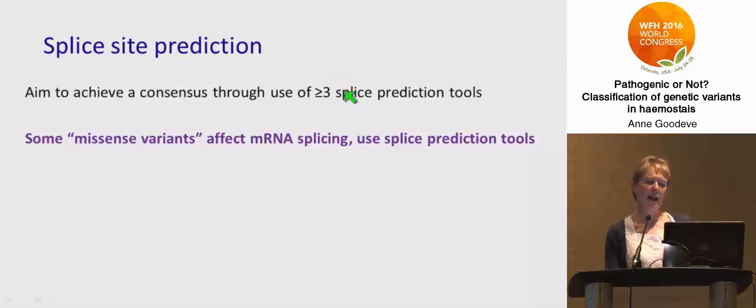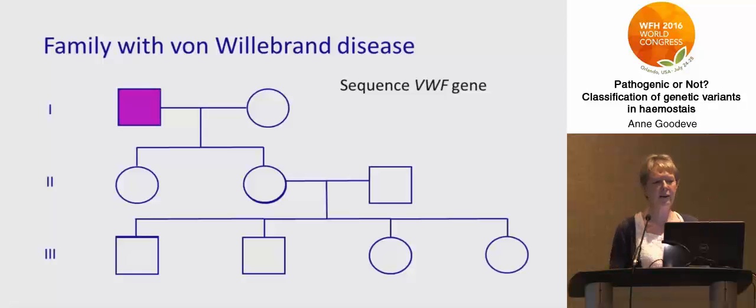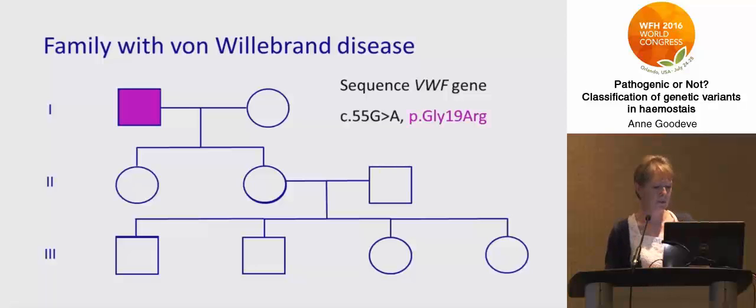So again, the aim is to try and use at least 3 different splice prediction tools and hopefully to reach a consensus of potential pathogenicity. We also use splice site prediction for all of our missense variants as well, or the ones that appear to be missense variants, just in case they may actually affect splicing, and we do find a small number where this happens.